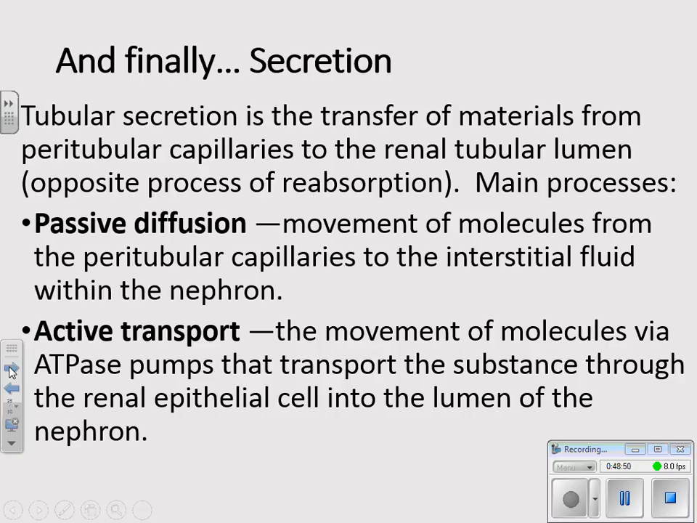Passive diffusion is the movement of molecules from the capillaries to the fluid in the nephron. It will just be down concentration gradients, but the active transport part of it is actually using energy. So I've put pumps, ATPase. I'm just going to start introducing that. Probably should have done it earlier on.